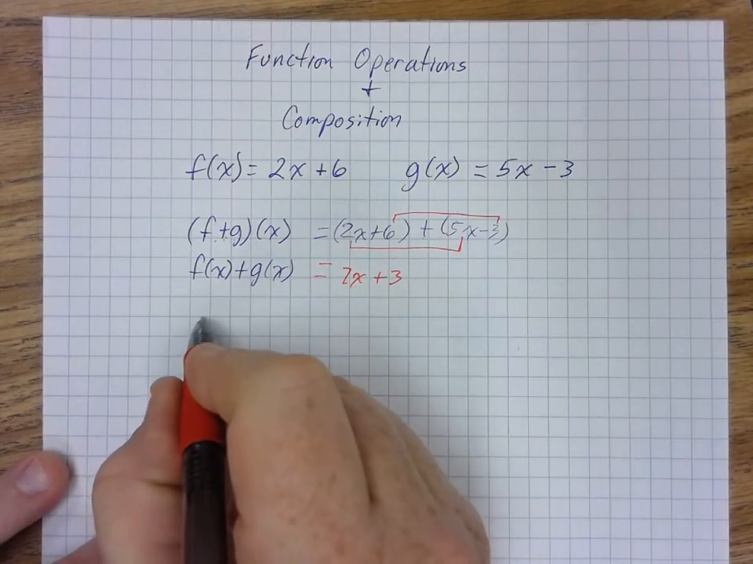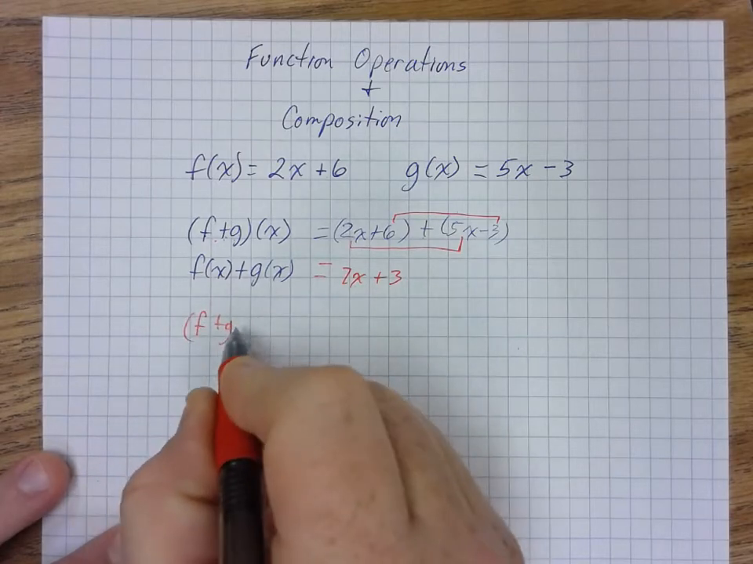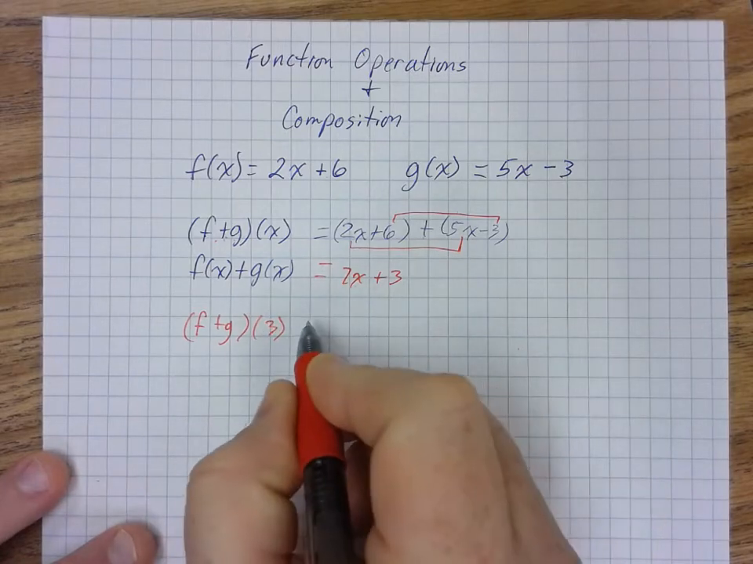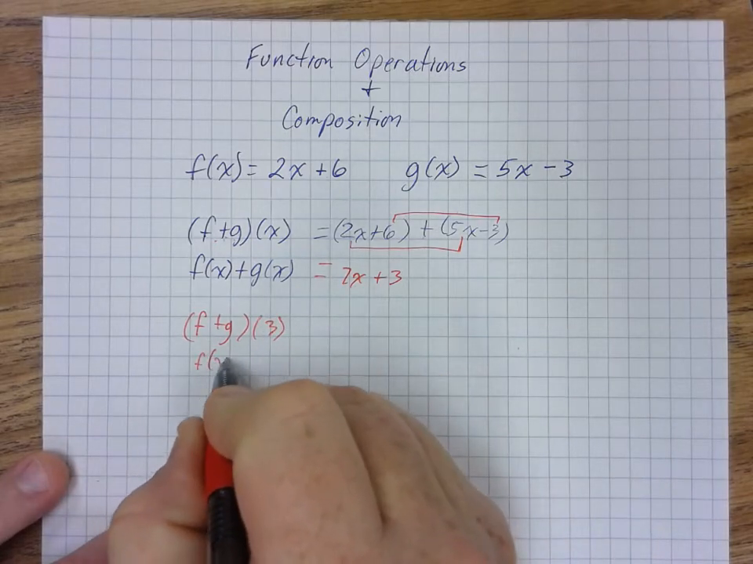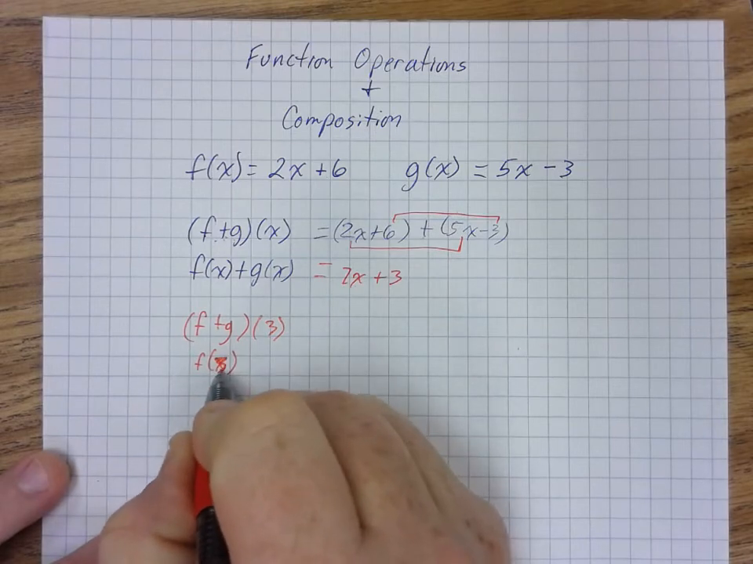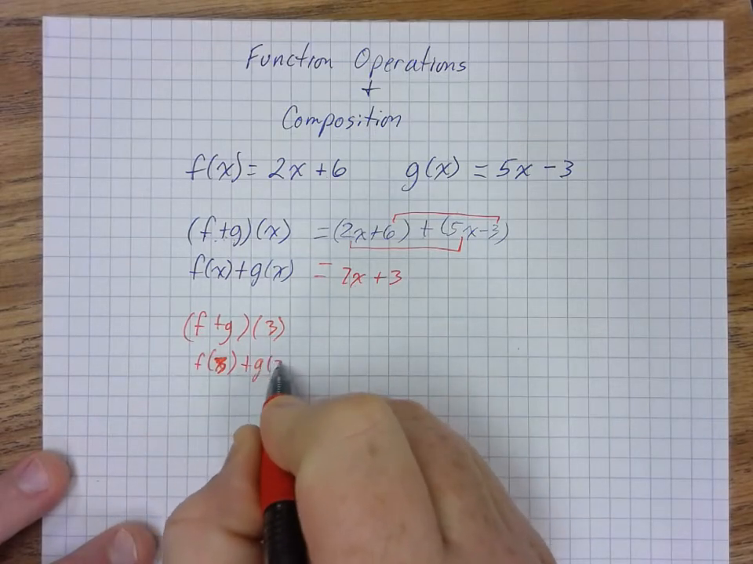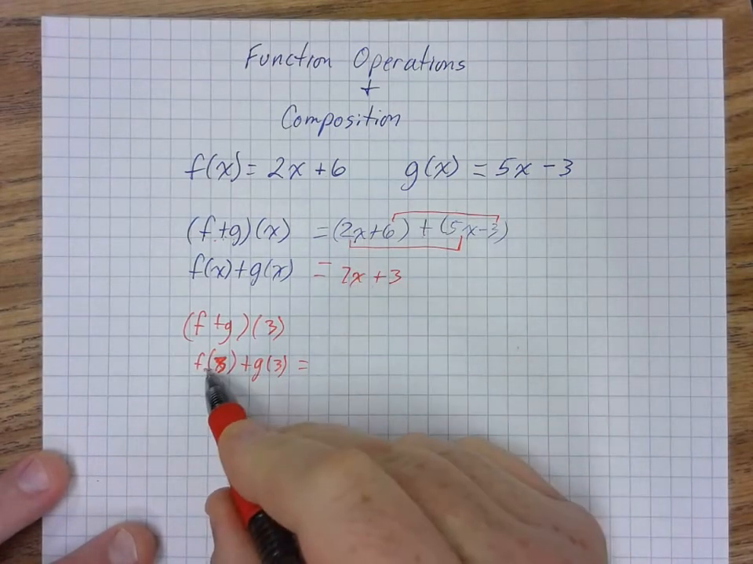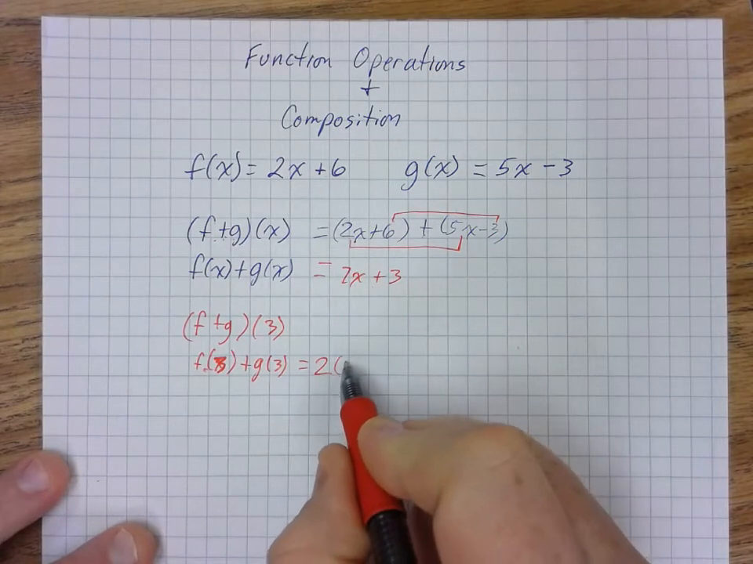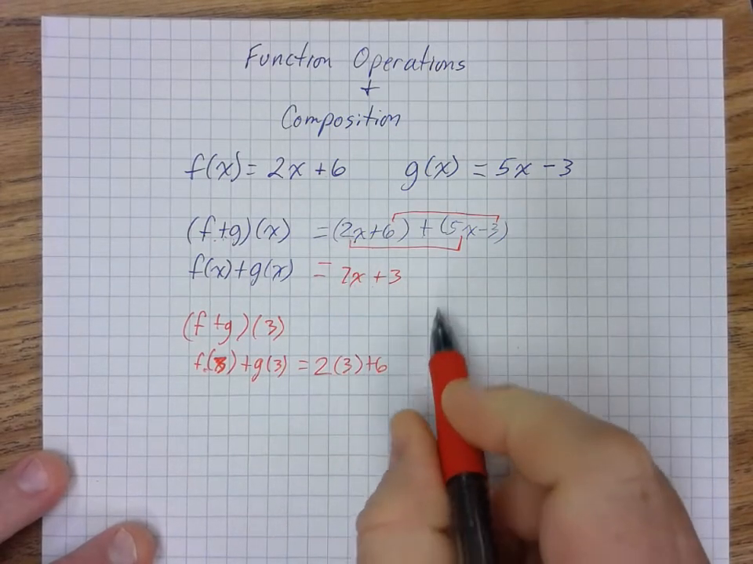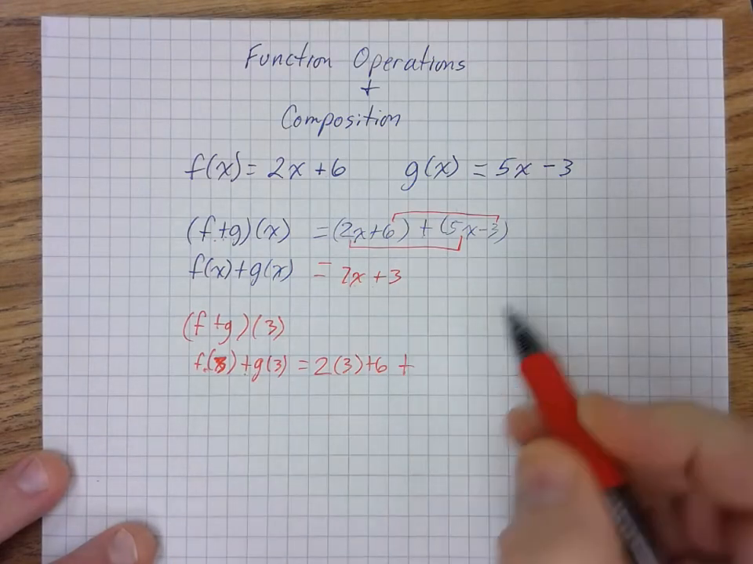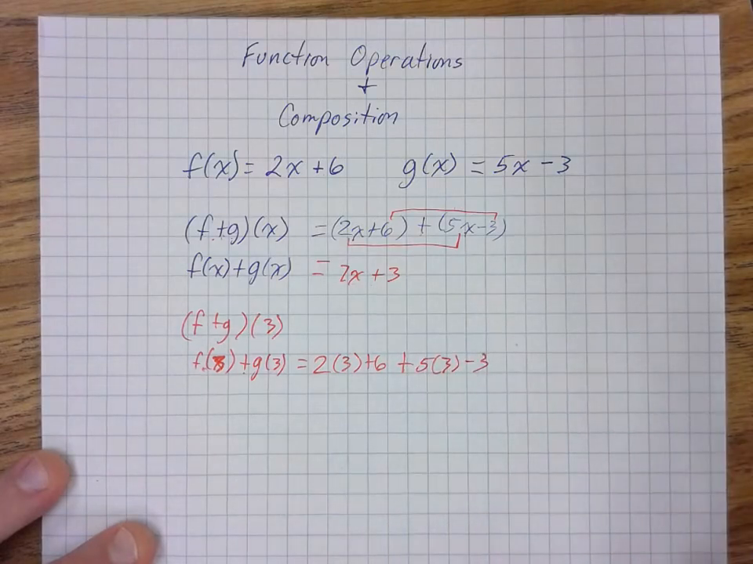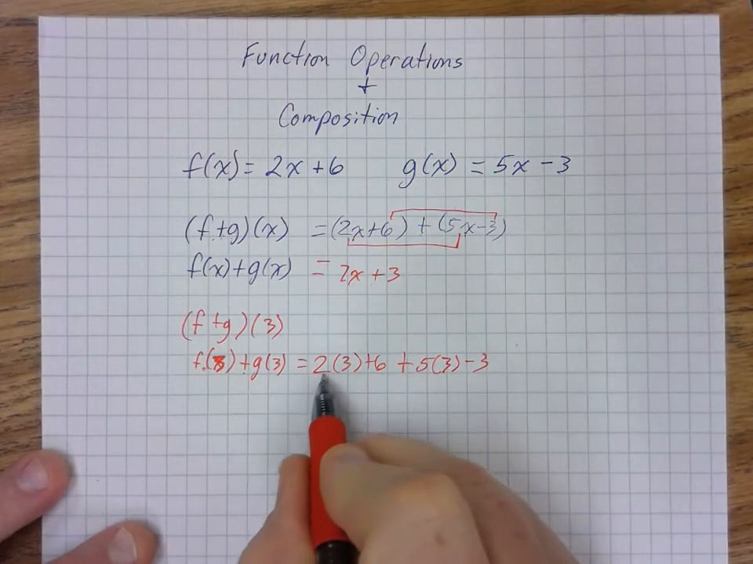Now another way you could do this is with actual input values. So f plus g of, let's say we have 3. Again, that's the same thing as saying f of 3 plus g of 3. So we're going to input 3 into f and input 3 into g. Let's do the f function first. So we'll have 2, and in place of x we're going to put 3, plus 6. And we're going to add, because we are adding these, function g with the input of 3, so 5 times 3 minus 3. And then we'll just do the order of operations here.